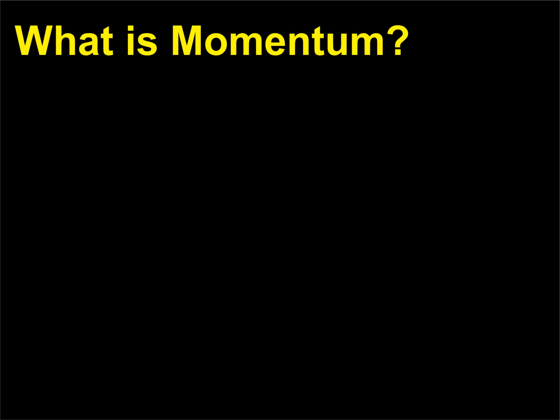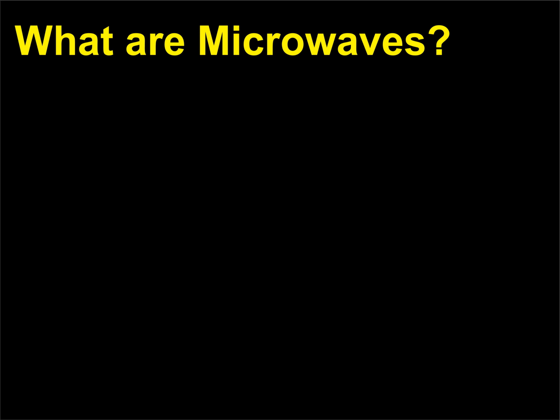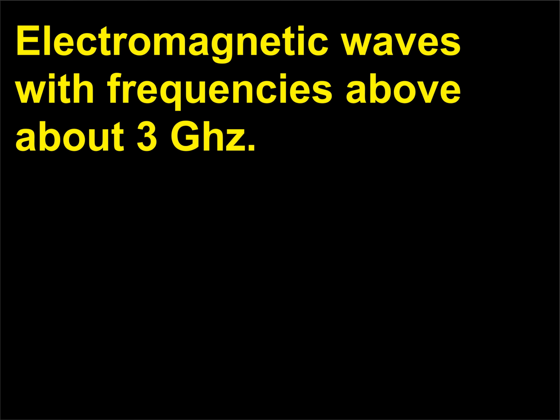What is momentum? The product of mass and velocity, p equals mv, a vector. What are microwaves? Electromagnetic waves with frequencies above about 3 GHz.